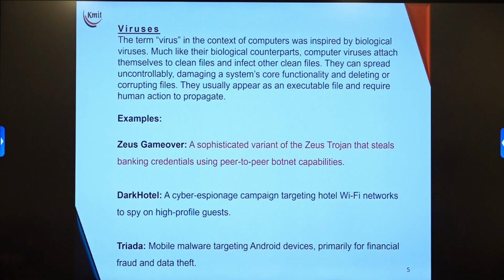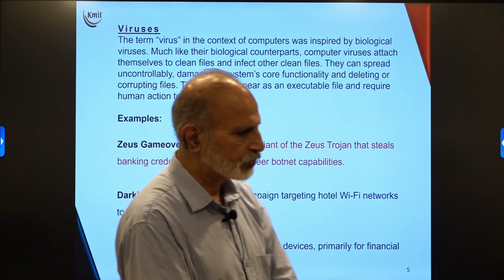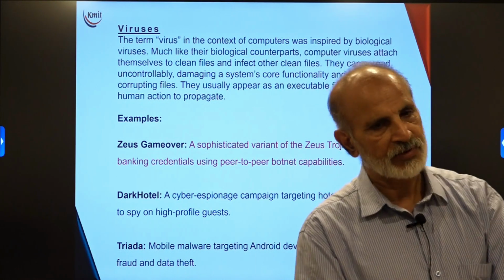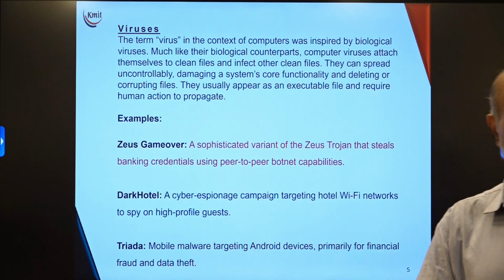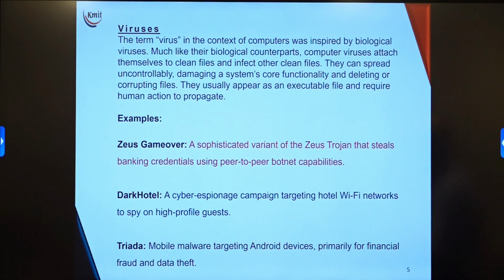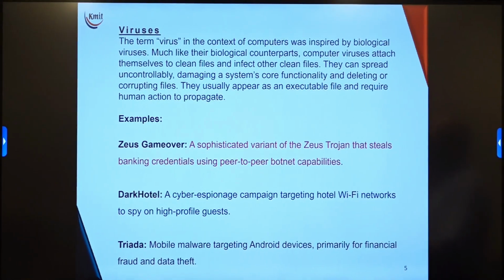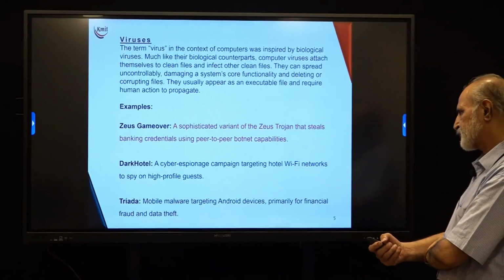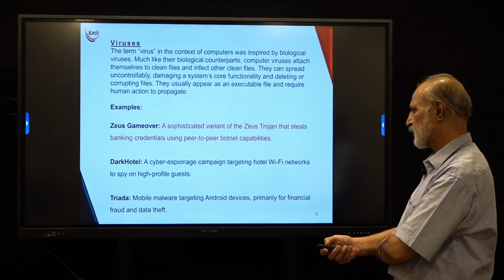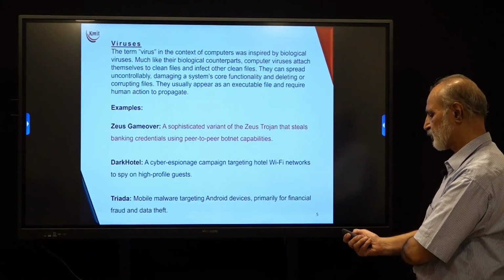We have another virus called DarkHotel, a cyber espionage campaign targeting hotel Wi-Fi networks to spy on high profile cases. Naturally, when people go to a hotel, they try to use the Wi-Fi given by the hotel. So that is another trouble. Then there is Tridroid, a mobile malware targeting Android devices, primarily for financial fraud and data theft. So these are some of the viruses.